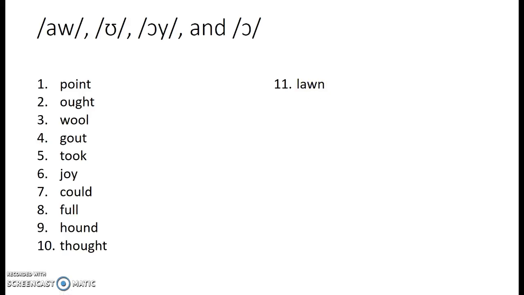Number 12, towel. Towel. T, ow, el. So we use OW when the ow sound is followed by the letters EL. That's pattern number 3 for AW spelling generalizations, and you'll see that on slide number 8.